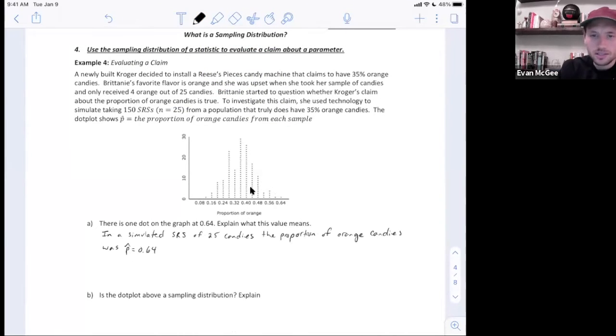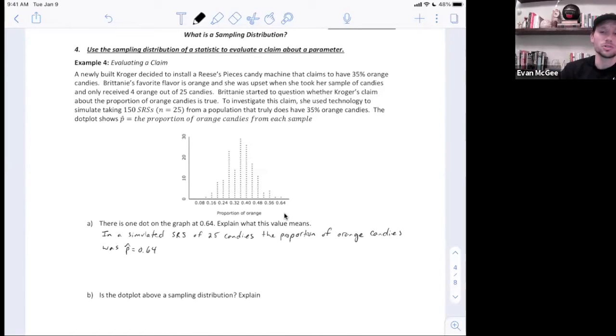Each of these dots represents the proportion of orange candies in a sample. For example, these 3 dots right here represent 3 samples that had 16% orange candies. All of these dots represent samples that had 40% orange candies. So is the dot plot above a sampling distribution? Explain. And technically, no, it's not, because it's only a simulation of 150 samples.